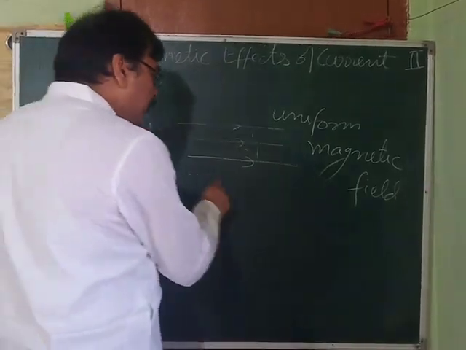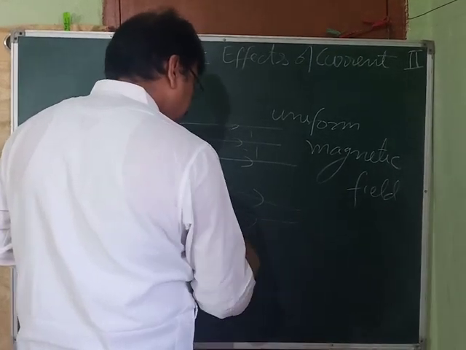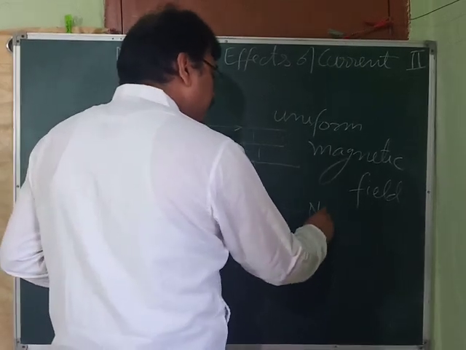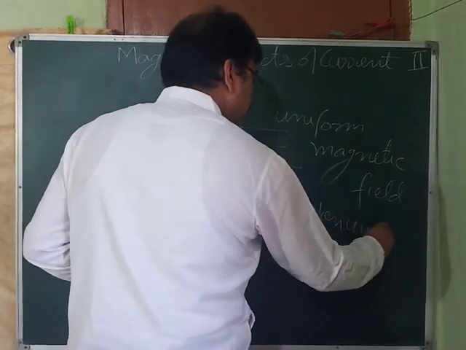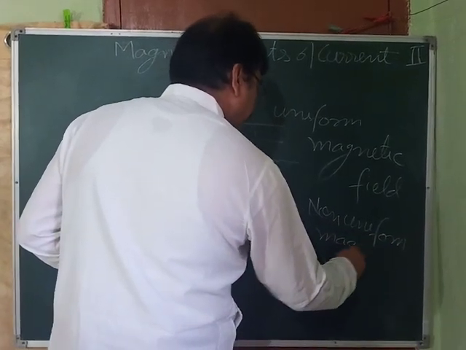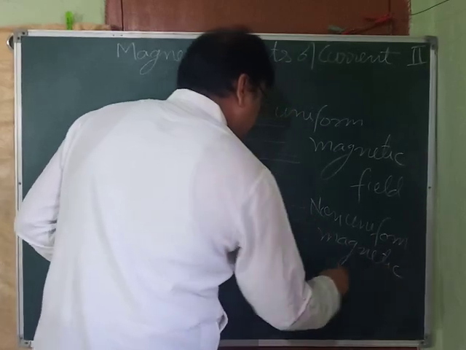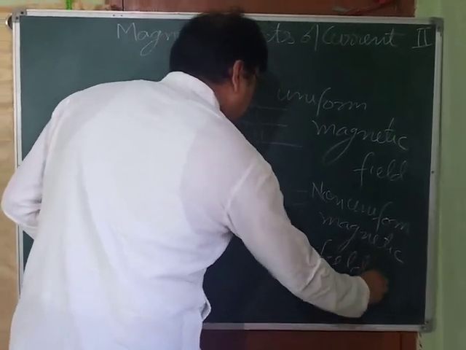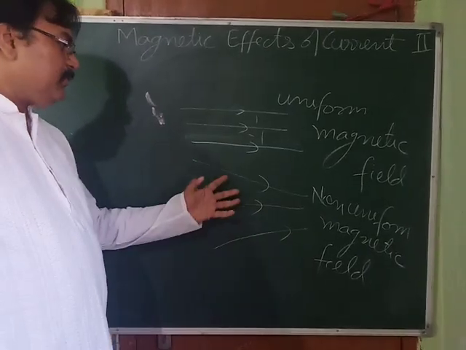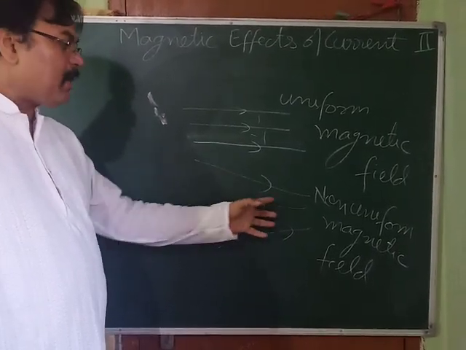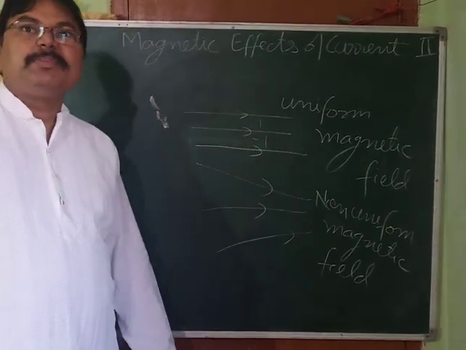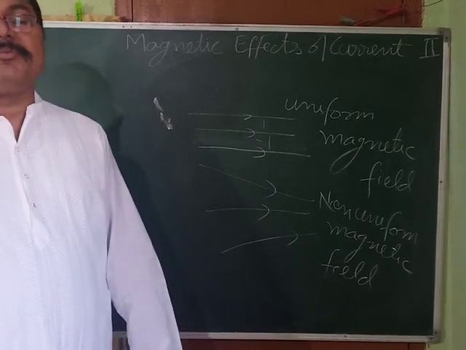And if the lines are non-uniform and non-equispaced, then we say non-uniform magnetic field. If they are parallel and equispaced, then it is uniform magnetic field. If they are non-equispaced and neither parallel, we can say it is non-uniform magnetic field. In this way we represent uniform magnetic field and non-uniform magnetic field.